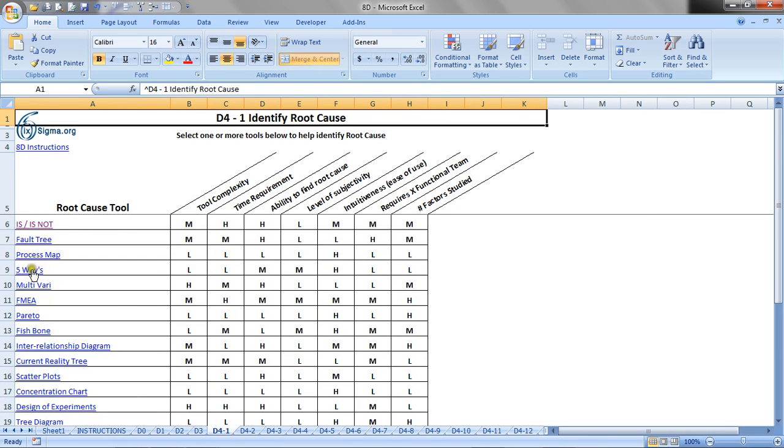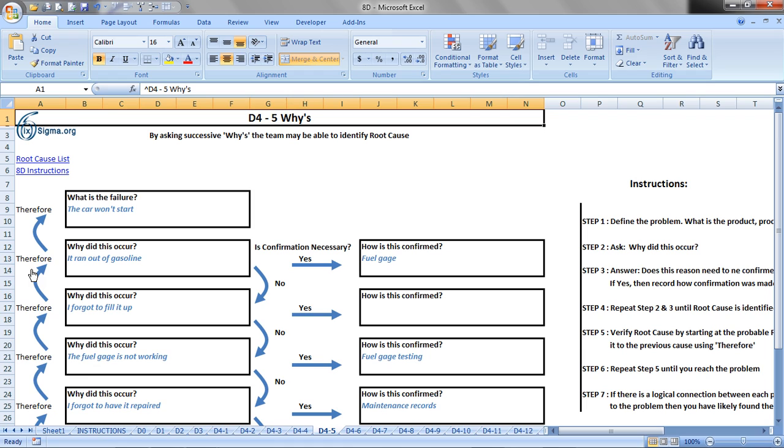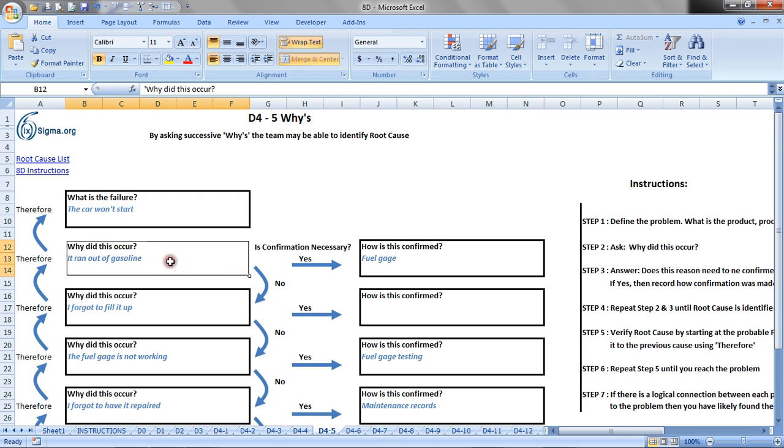Now, the next one down are the 5 whys. So we begin here by describing the failure. In the example we were using, the car won't start. And I might say, well, why did this occur? Why did the car not start? Well, it ran out of gasoline. Now, right here, I want you to answer the question, do I need to confirm this? And if the answer is yes, then I will go ahead and record that here, how this answer was confirmed.